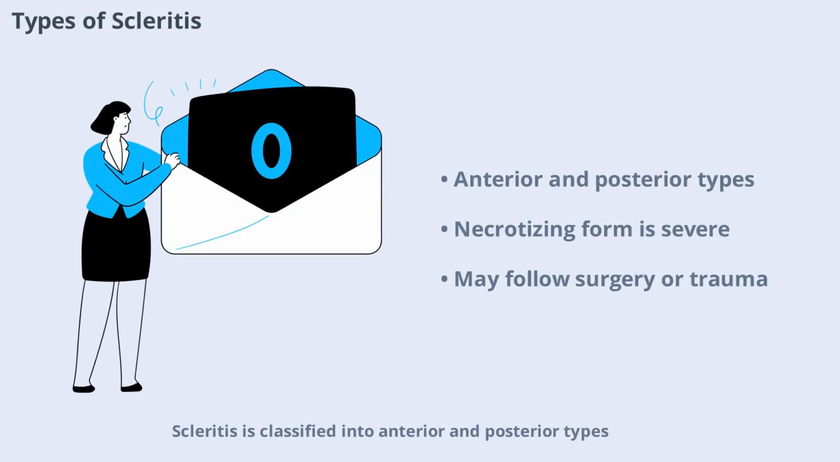Scleritis is classified into anterior and posterior types. Anterior scleritis, seen in 95% of cases, includes diffuse, nodular, and necrotizing forms. Posterior scleritis is less common and affects the back of the eye. Necrotizing scleritis, also known as scleromalacia perforans, is particularly destructive and may follow eye surgery or trauma.